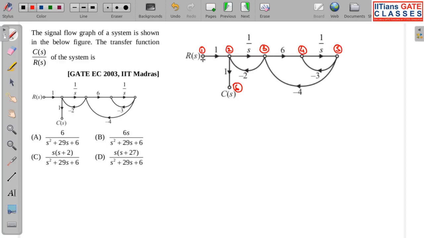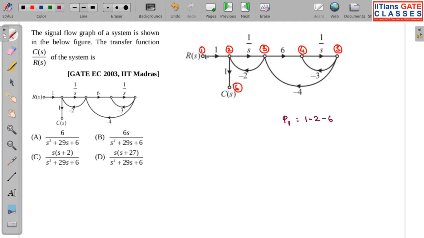Now if you see the forward path, what is the forward path? The forward path is the path from your source node to sink node, without any repetition of nodes. Okay, so now look very carefully, tell me what is the forward path. So let me assume this is P1. P1, you can see, is the path from 1 to 2, 2 to 6.